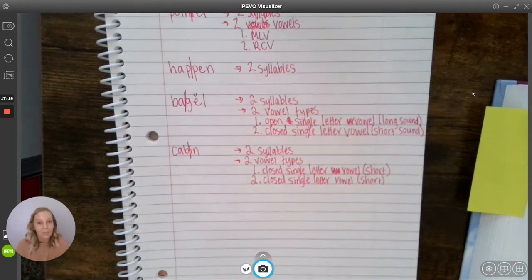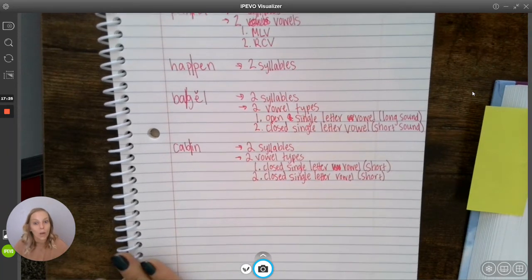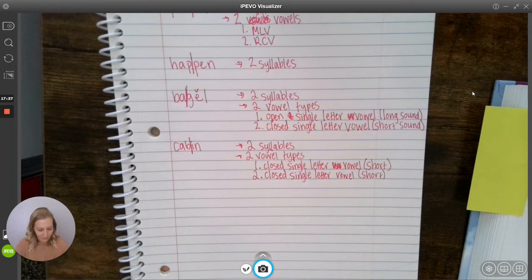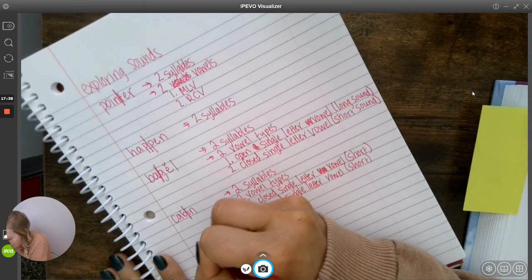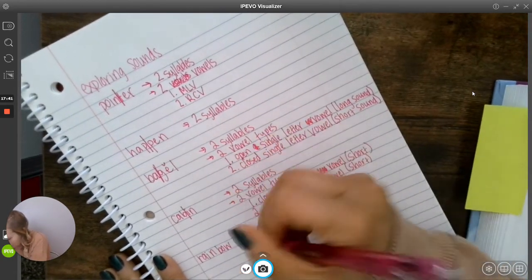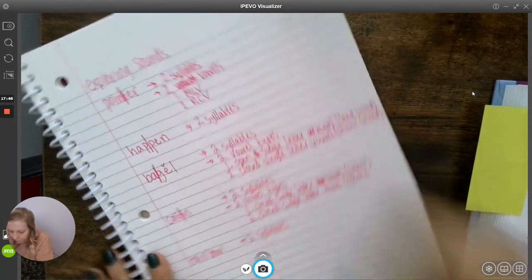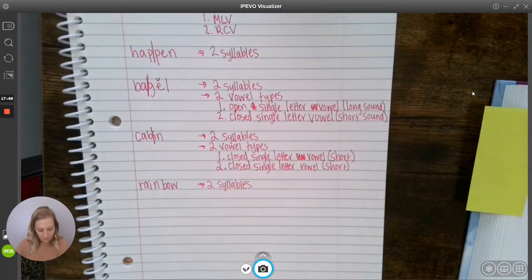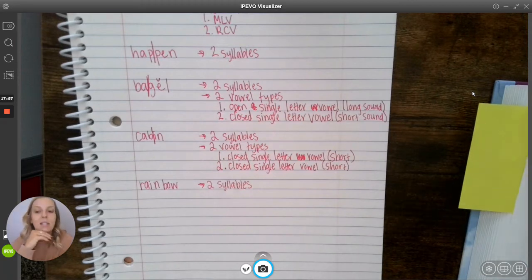Very good. All right, the next word is rainbow. Say rainbow. Good. How many syllables do you hear in rainbow? Two. Good job. Let's write rainbow. And we know it has two syllables. Let's look at the word rainbow. Place your hand under your chin. Say the word rainbow. Where do the syllables divide?